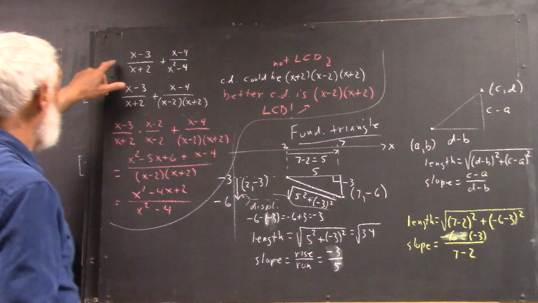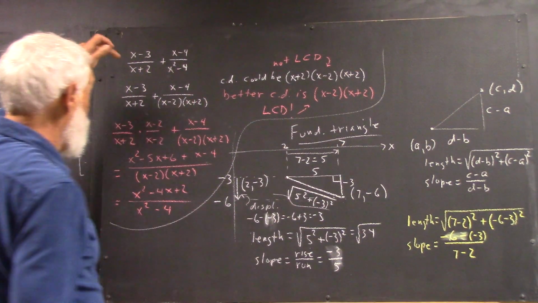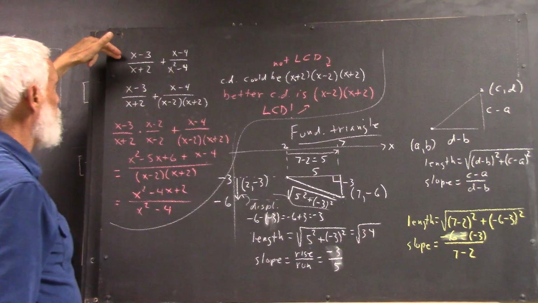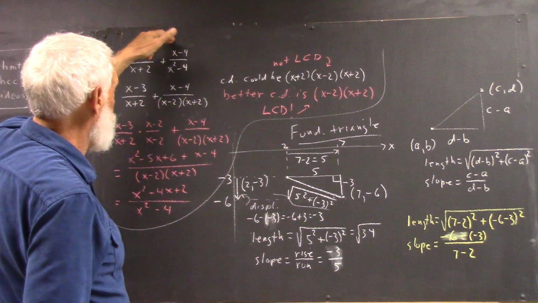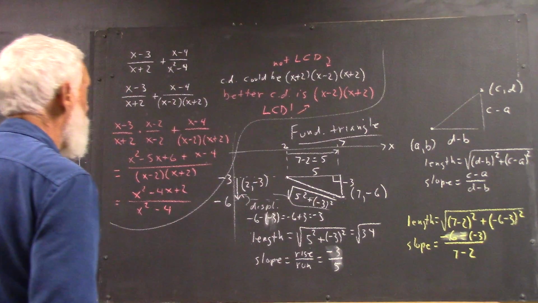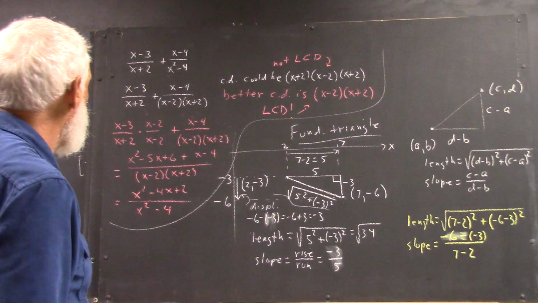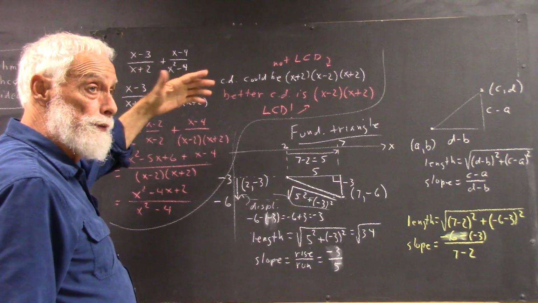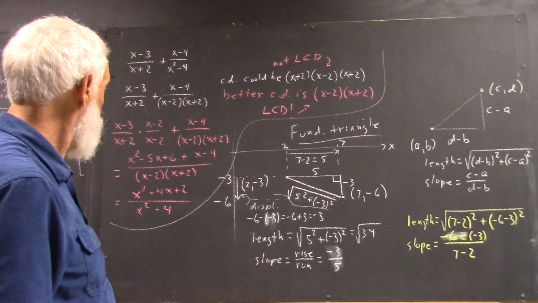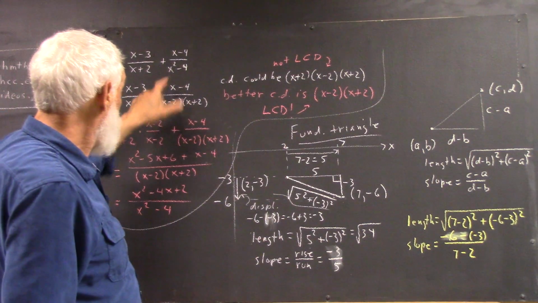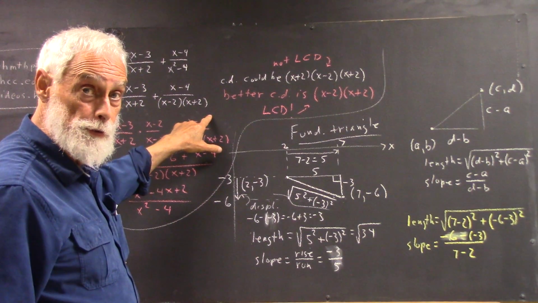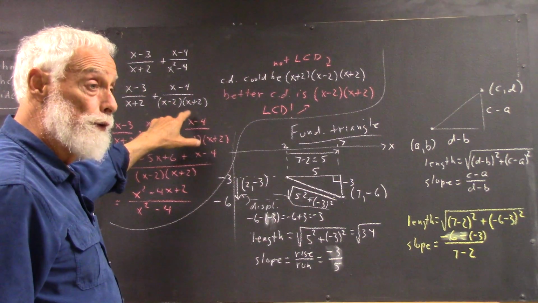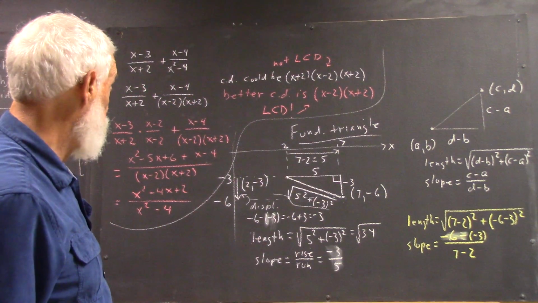One final example. Again, let's just do it. x minus 3 times x plus 2, plus x minus 4 over x squared minus 4. X squared minus 4, as you hopefully remember, but maybe not, factors into x minus 2 times x plus 2. So here we need to factor the x squared minus 4, and if we do, everything gets a little simpler.